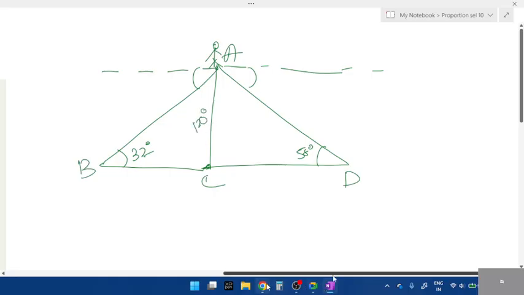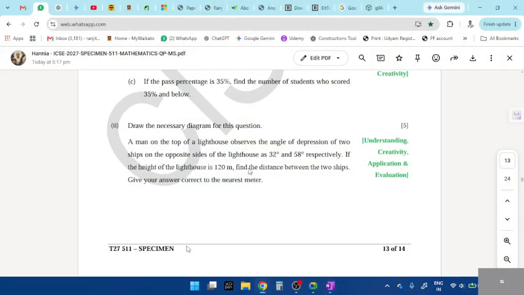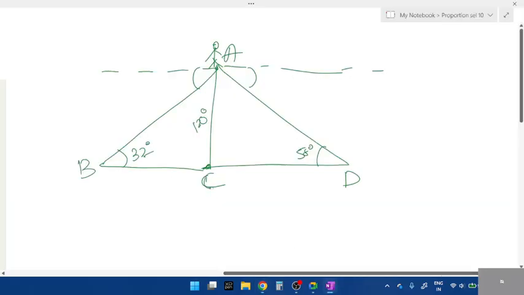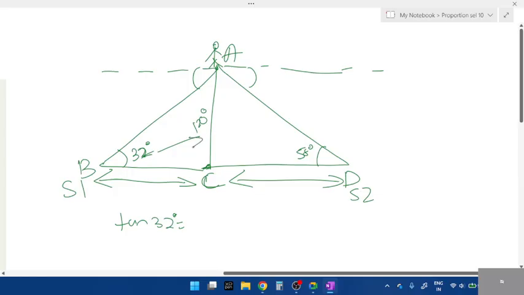And what do we need to find? Find the distance between two ships. Distance between two ships in the sense, which are the two ships? So this is ship 1 and ship 2. Right? So from ship 1, which value do you have to find? BC. For 32 degrees, which concept to use? Tan 32 is equal to, what is tan 32? Perpendicular by base. All of you remember this?